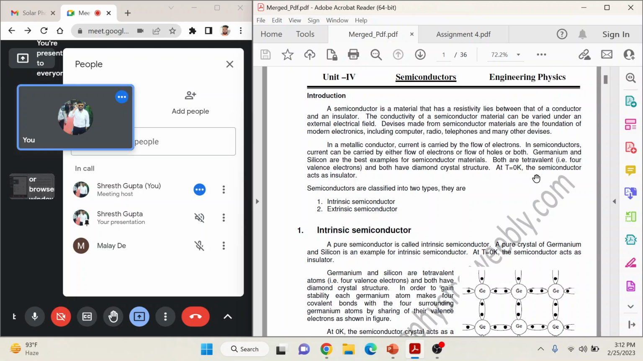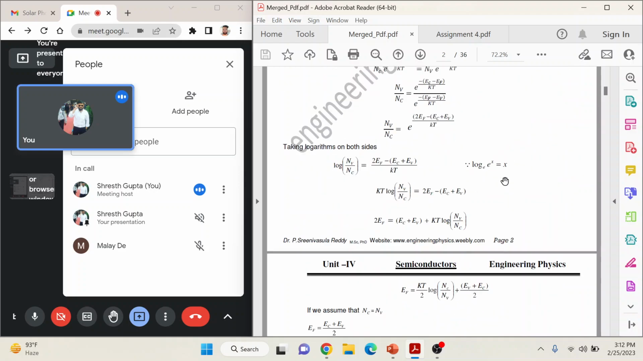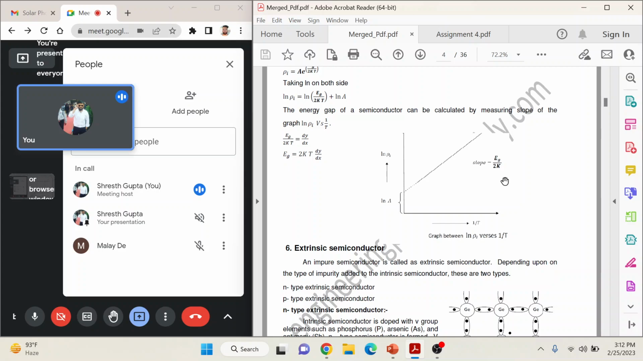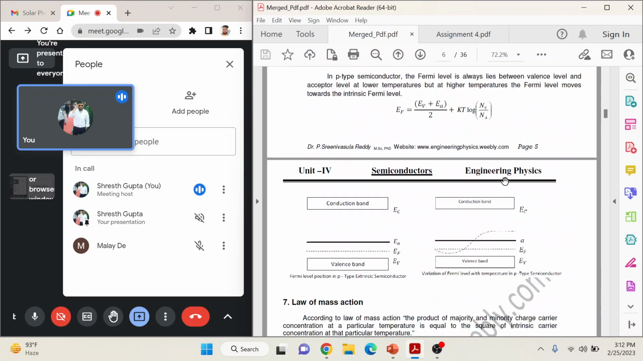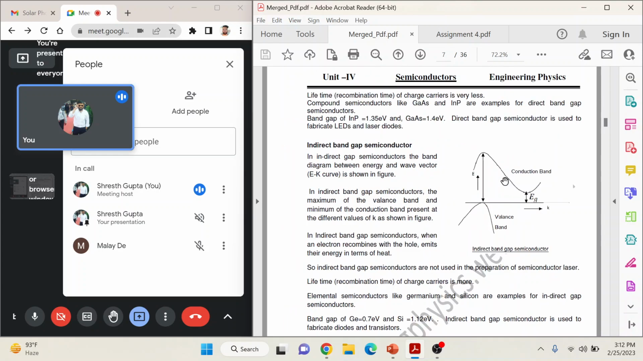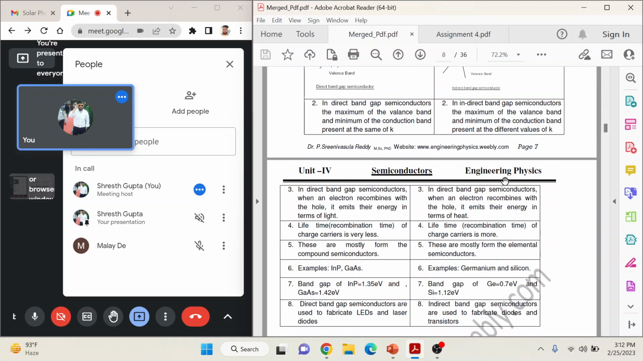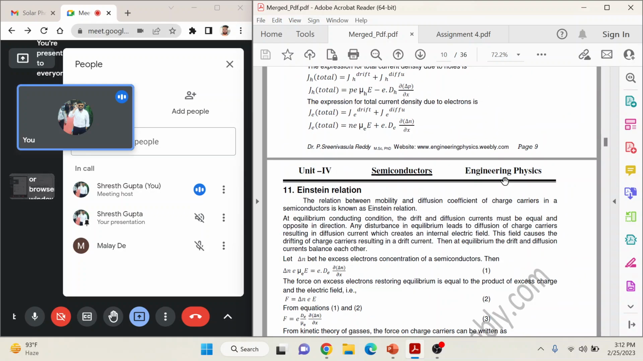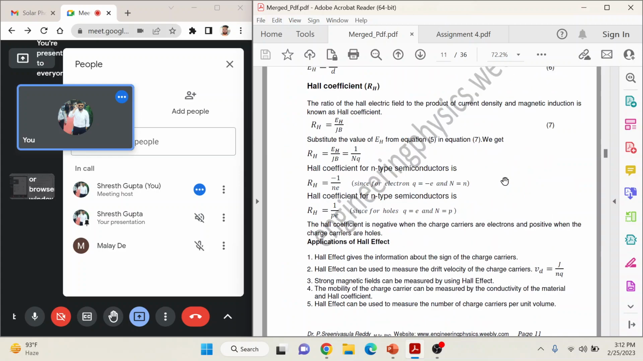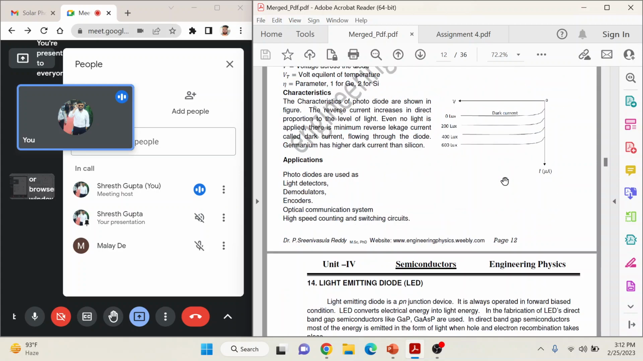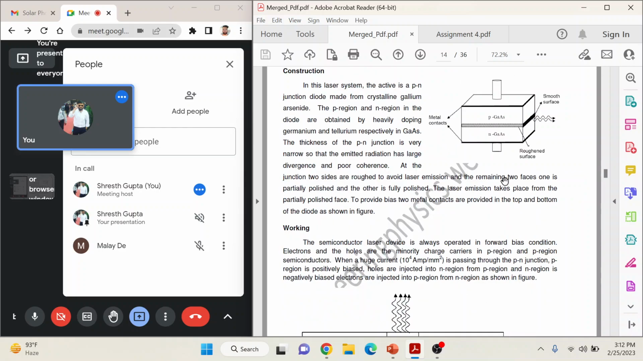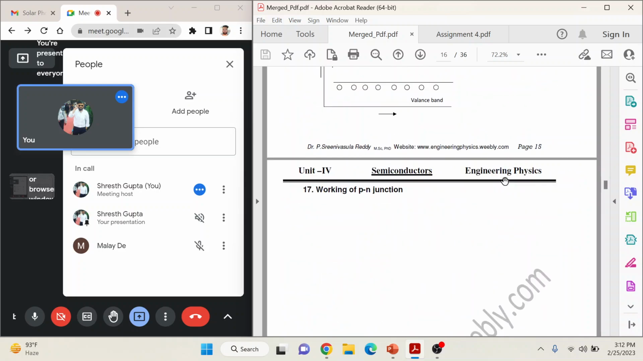I have just shown this PDF where I have tried to merge a short recap of whatever classes we have taken so far. It covers intrinsic and extrinsic semiconductors, their conductivity, energy gap, formulas, Fermi level, and then drift and diffusion current, law of mass action, the difference between direct and indirect semiconductors, and all this stuff. And then the Einstein relation, Hall effect and its applications, and then certain devices: photodiodes, LEDs, and laser diodes, and the variation of Fermi level.